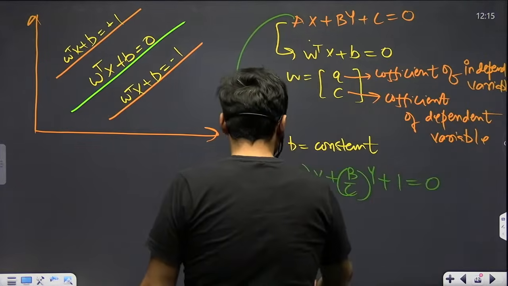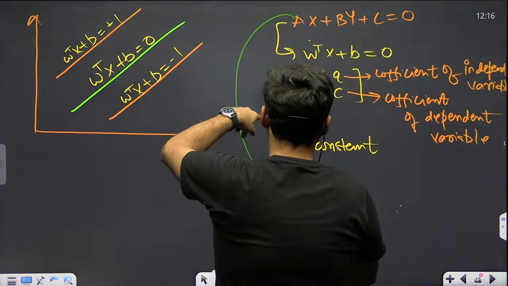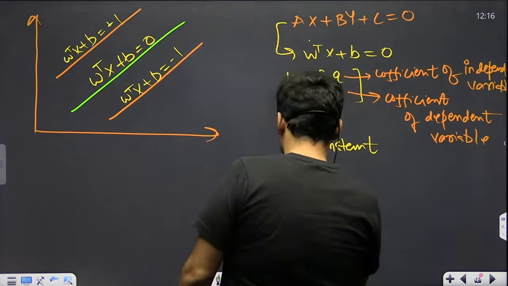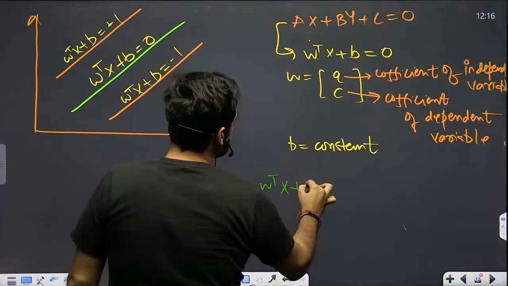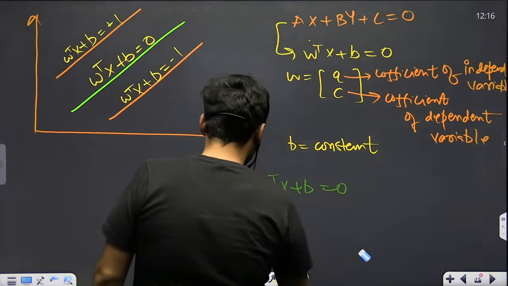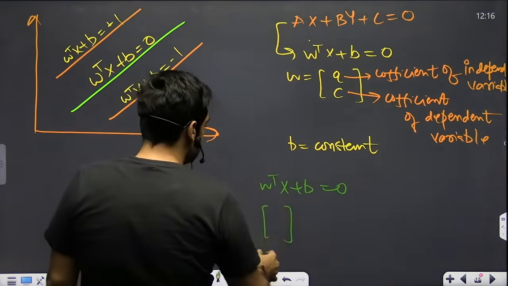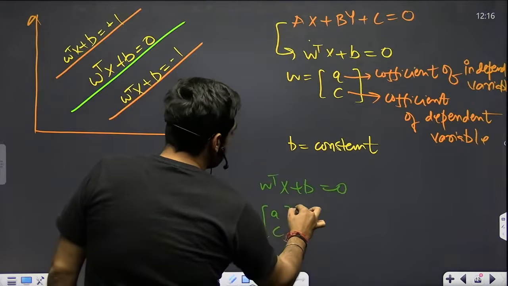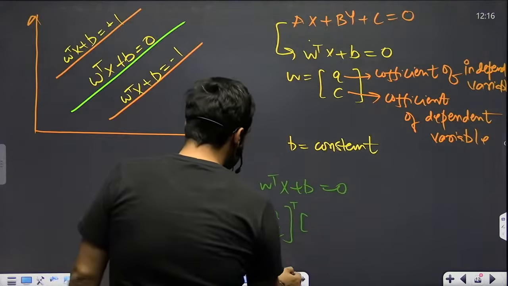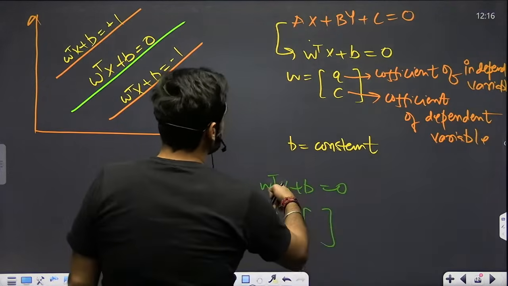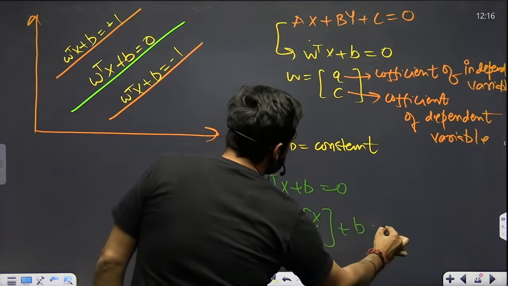Or what I can do is I'll just go the other way. Now I'll just take this equation: weight transpose into x plus b equals to 0. So what I'll do is I'll just write the coefficients of this. So a and c transpose, and what is x and y? This is the independent variable and dependent variable, plus b equals to 0.